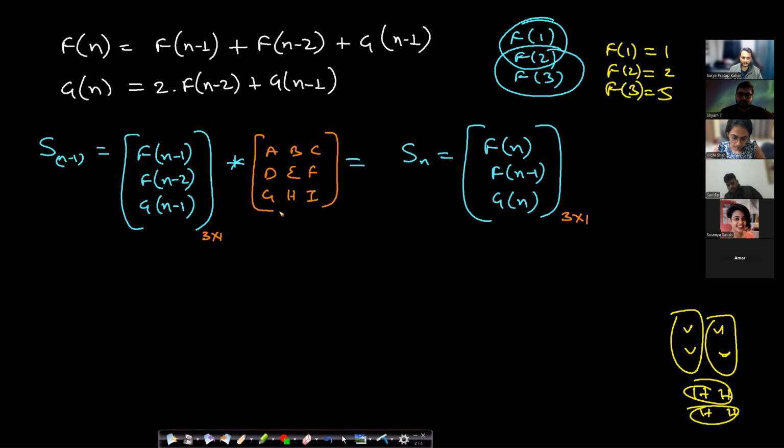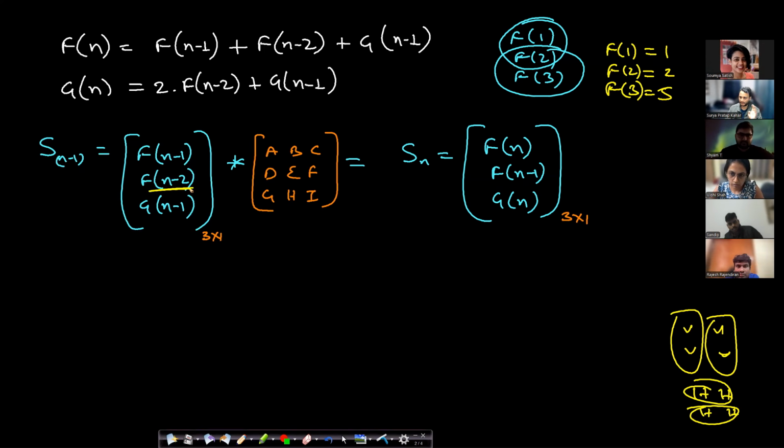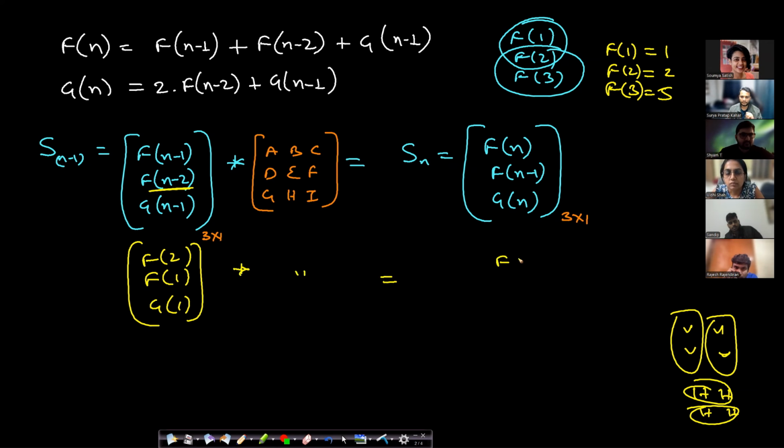So you can also derive it. So I can put here something like, what should I say? This should be the smallest value. So this will be f of 1. This will be f of 2. And this will be g of 1. I'll come to g of 1's value as well. And this is your matrix. And this is going to be f of 3, f of 2, g of 3. This will be 2, g of 2 is 2, and this is 3. Now you have to fill up the values.